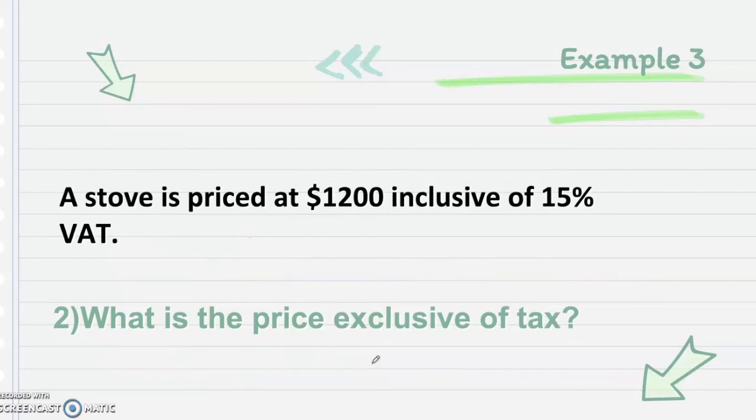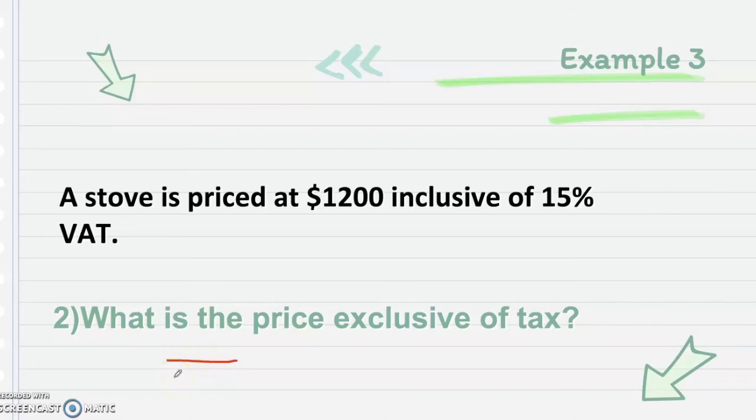Last example. A stove is priced at $1,200, inclusive of 15% tax. What is the price exclusive of tax? Now let's think about this. We have been multiplying by fractions, but now the tax is already included. And so the multiplier has to include that 15%.